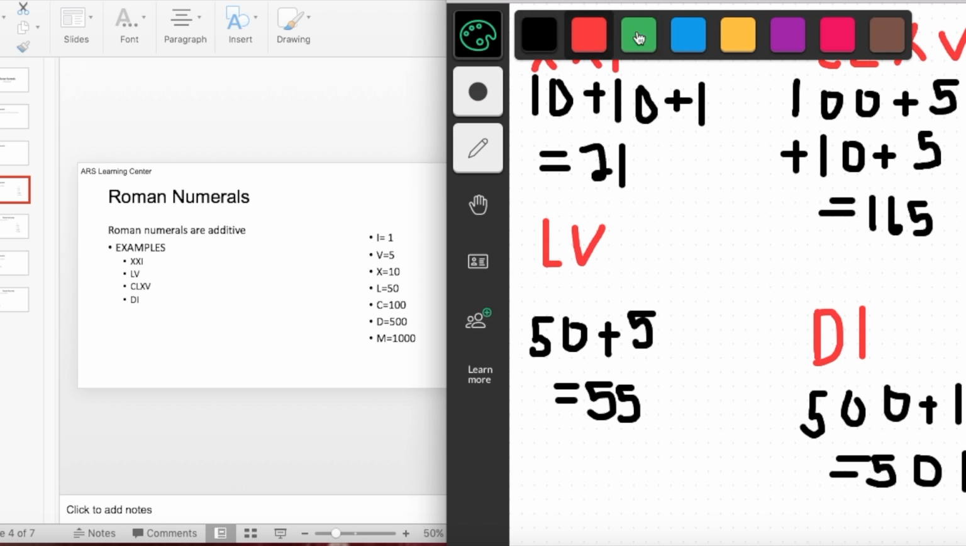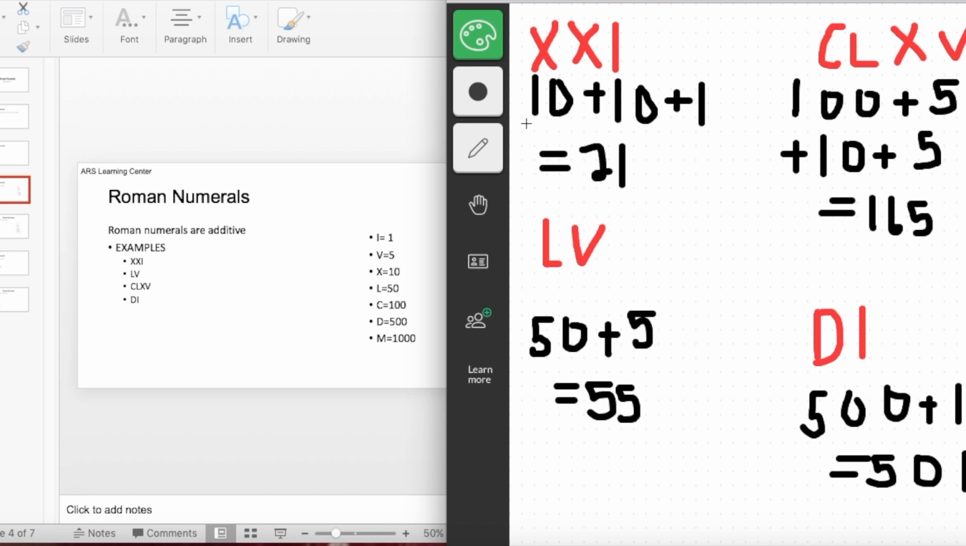So let's look at our previous examples. We have X, which is a 10, which is larger than I, which is 1. Second example, LV, we have L as our first letter, which is larger than V, which is 5. For our third example, our first letter is C, which is 100, which is larger than 50, 10, and 5, which stand for L, X, and V. For our last example, DI, we have D, which stands for 500, which is larger than I, which stands for 1.